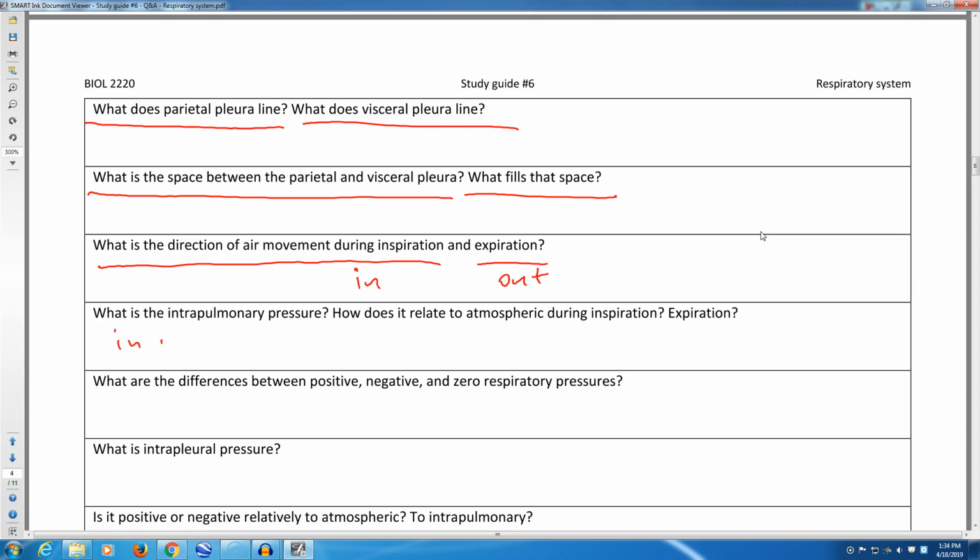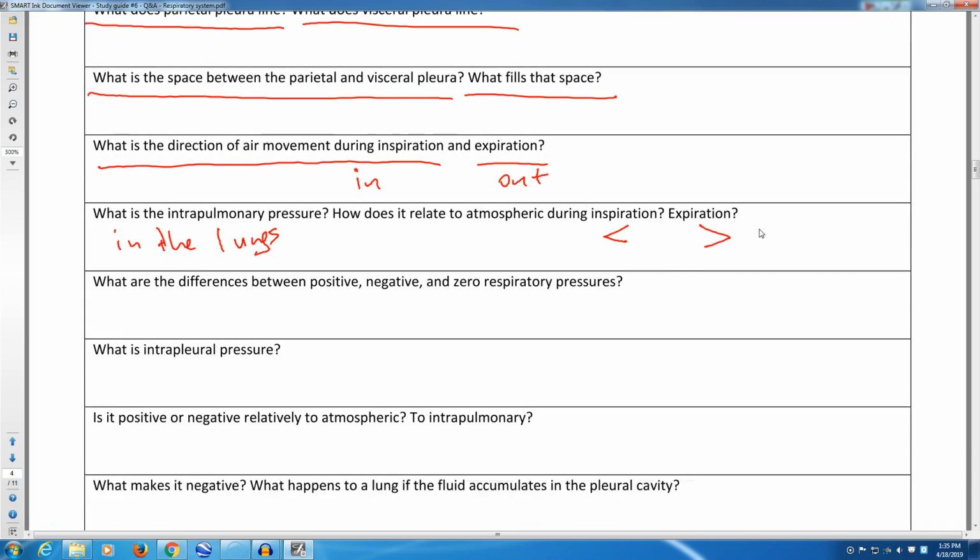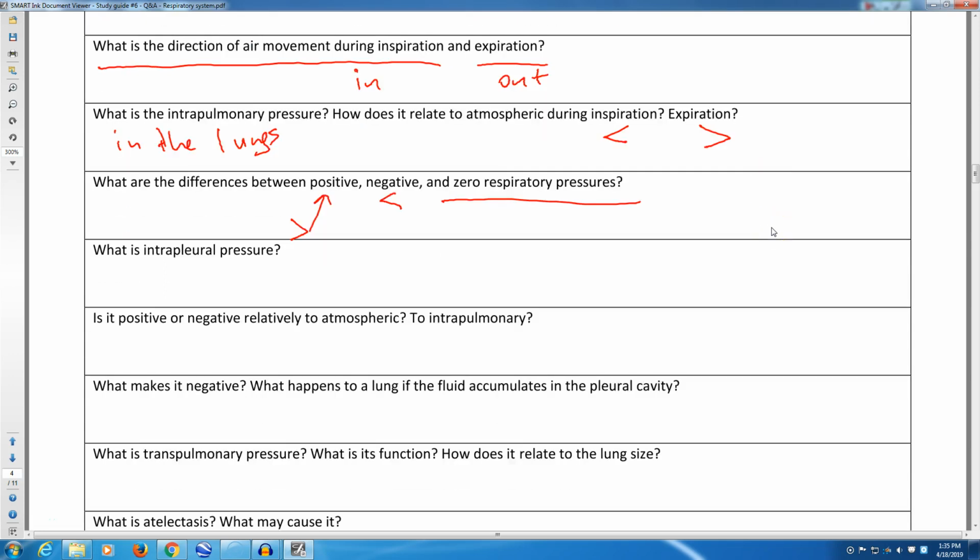Intrapulmonary pressure is the pressure in the lungs, in the alveoli. It is lower than atmospheric during inspiration and higher than atmospheric during expiration. Zero respiratory pressure is the pressure that equals atmospheric. Positive is the pressure that is more than atmospheric. Negative is the pressure that is lower than atmospheric.